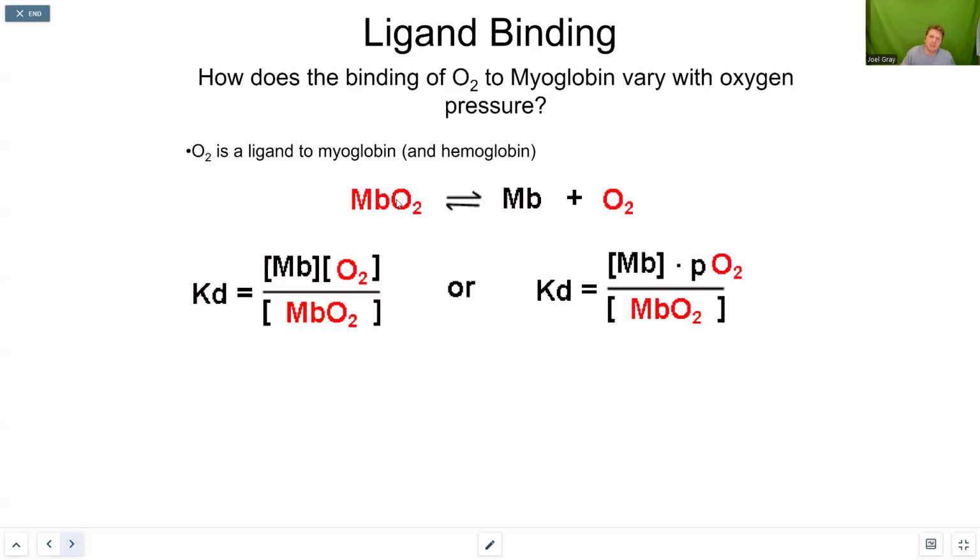So in this case, our protein ligand complex is MbO2, and that shows our perfect ratio of one myoglobin and one O2 molecule. That's our complex. Our free protein is Mb, and our free ligand is O2. So we can apply this to our Kd expression, where we've got the concentrations of Mb and O2, over.